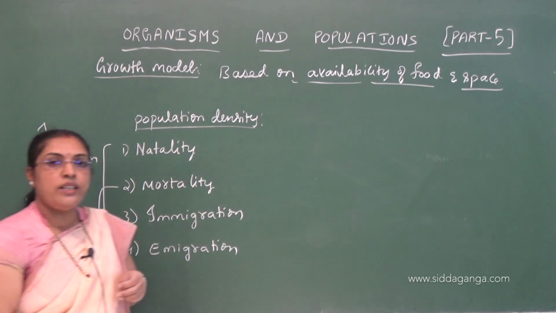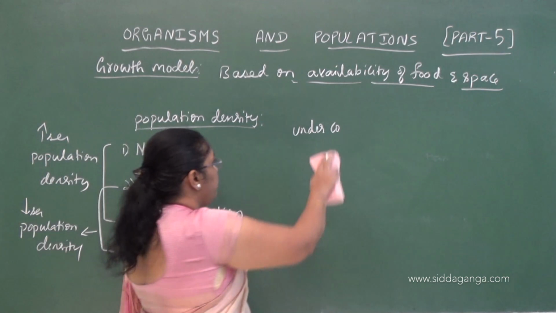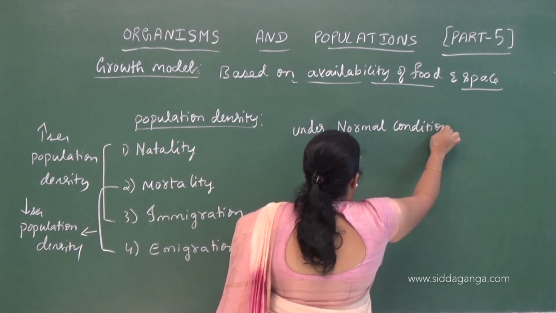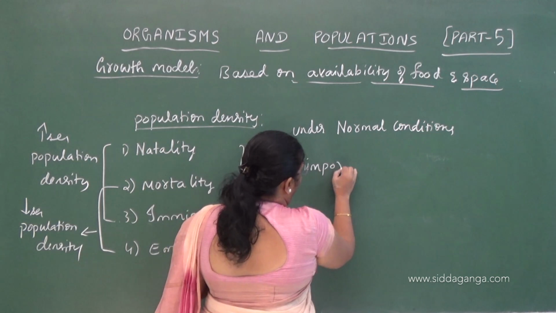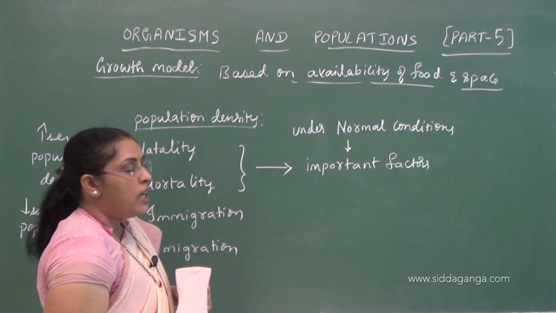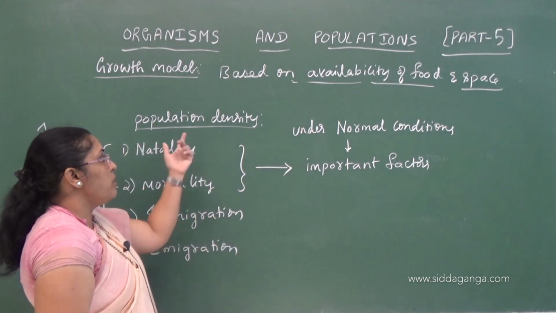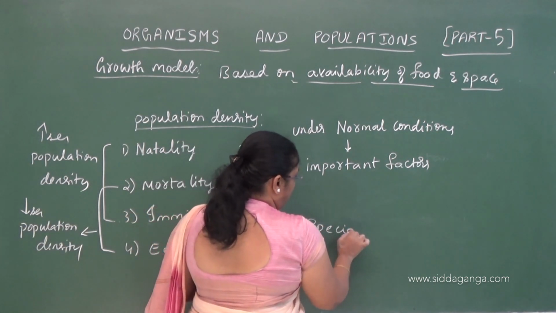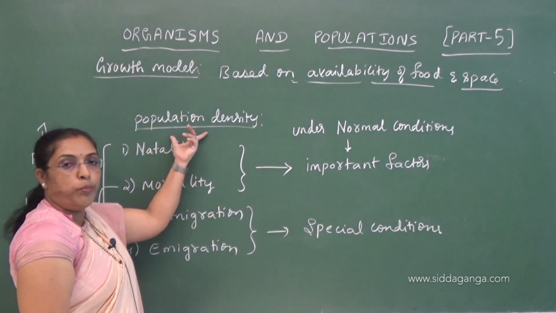It decreases population density. Under normal conditions, natality and mortality, that means birth rate and death rate, are very important factors which determine the population density, and immigration and emigration are considered under special conditions. Understood? This is about population density.